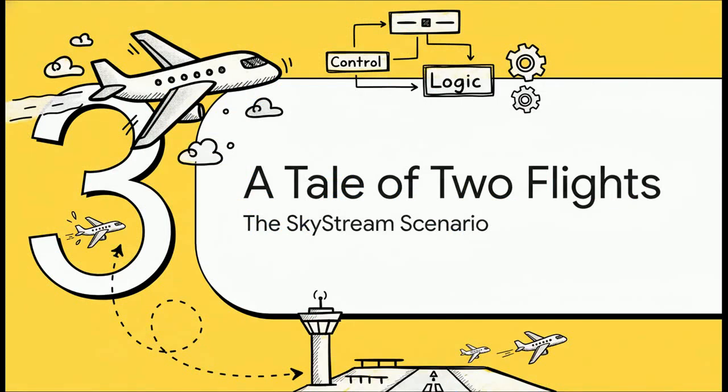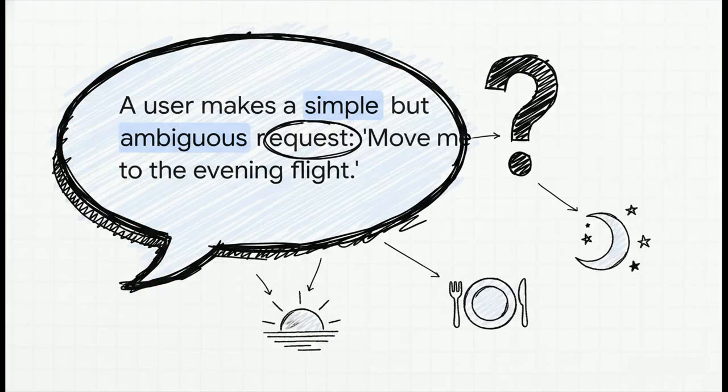Okay, so we've seen the parts. Now let's move to a really concrete example to see how this all comes together. We're going to use a scenario from a fictional airline, Skystream, to show why that control logic isn't just a nice-to-have, it's everything. So the whole thing kicks off with a simple, but as you'll see, dangerously ambiguous user request. "Move me to the evening flight." Seems harmless enough, right? But what does evening actually mean? 6 p.m., 9 p.m., 2 a.m.?